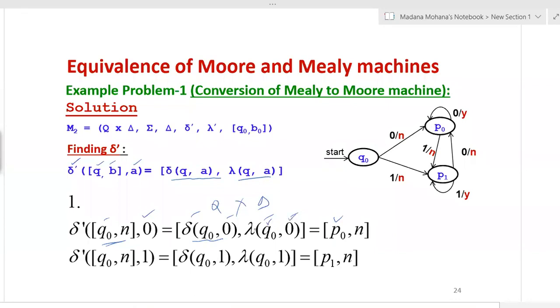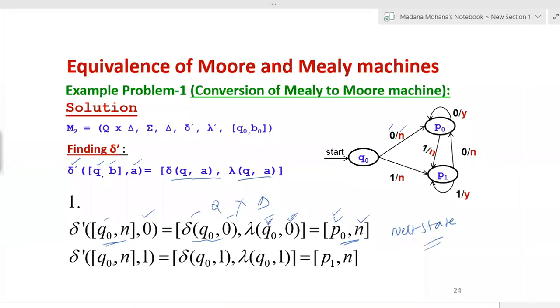Lambda of (q0, 0) is nothing but the output of state q0 on input 0. The output of state q0 on input 0 is n. So here the n is written. Therefore again it is (p0, n). So again this is the next state. Every state is a combination of q and an output alphabet only. Now this is the state. So this is the transition of (q0, n) on input 0.